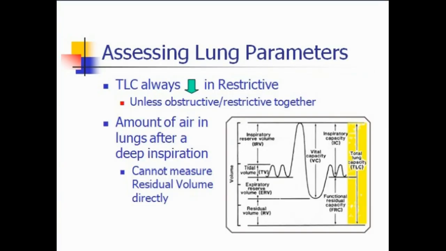Right now, take a great big deep breath, as big a breath as you can, and hold it. The air in your lungs all the way down to past the point that you can exhale out, that's called the total lung capacity. It's the maximum amount of air in the lungs. Total lung capacity will be reduced in restrictive disorders. However, if it's a combination of obstructive and restrictive, that may not hold true. It is simply the amount of air in the lungs after a deep inspiration.